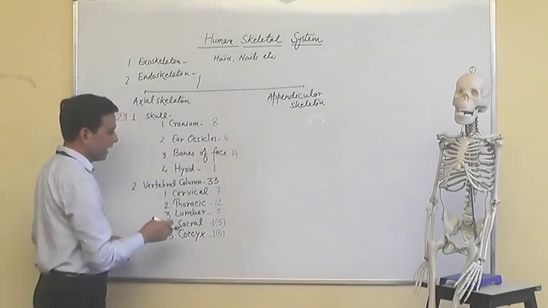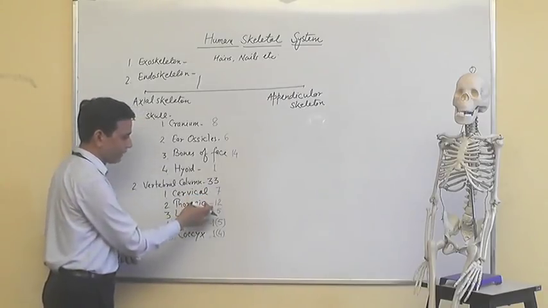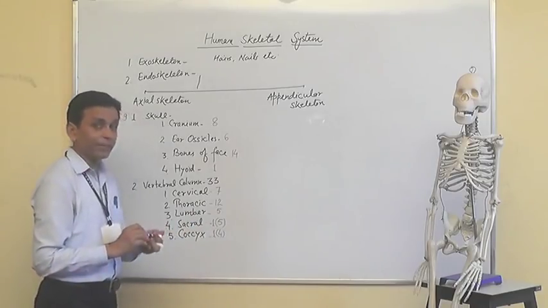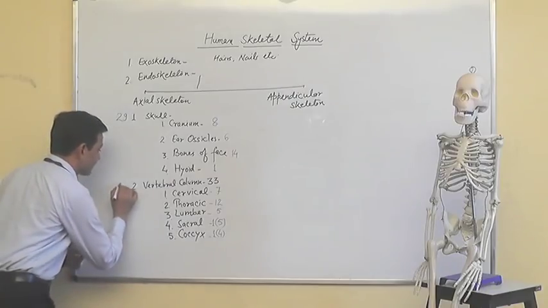Now add these bones: 7, 12, 19, 24, 25 and 26. So the total vertebrae in our vertebral column are 26.